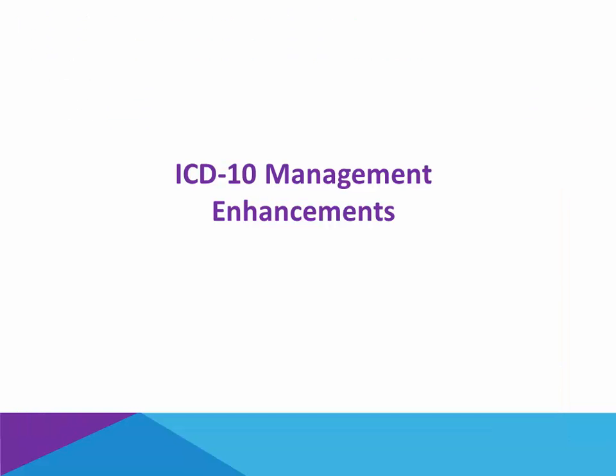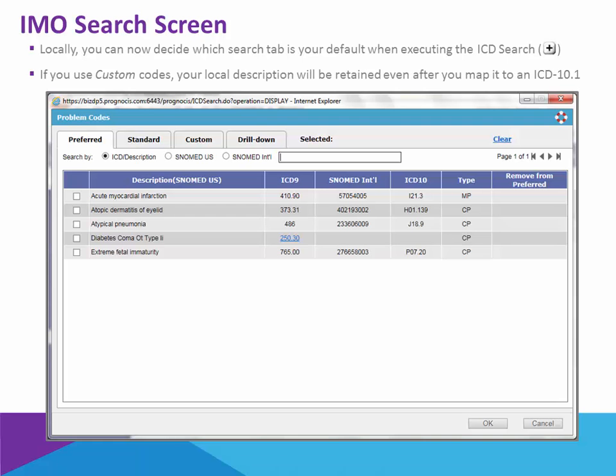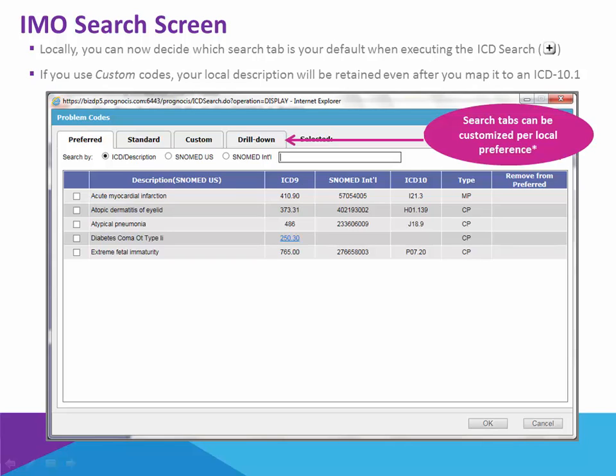Now, moving forward as far as program enhancements to support ICD-10 management. The first one we're going to look at is on the IMO Search Screen. Locally, you can now decide which search tab is your default. You'll notice here in my example, I've got Preferred, Standard, Custom, and there is the new 4th tab called Drill Down, which we're going to look at in just a moment.